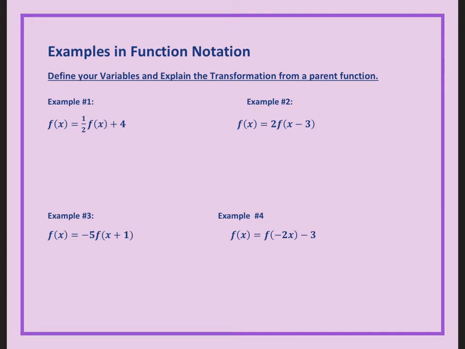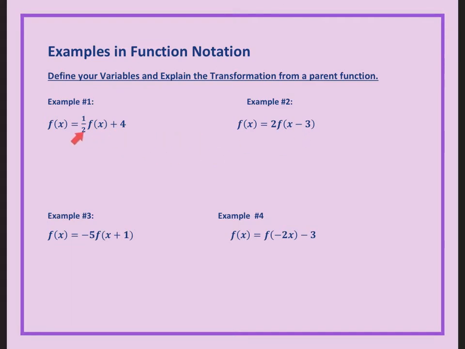Okay. So let's look at example 1 and 2 first. Let's look at where this 1/2 is located. This 1/2 is in front of your function. So this 1/2 is a vertical compression of 1/2. Now this +4 is not in the parentheses. This is your D value. So this graph is going up 4. Okay.